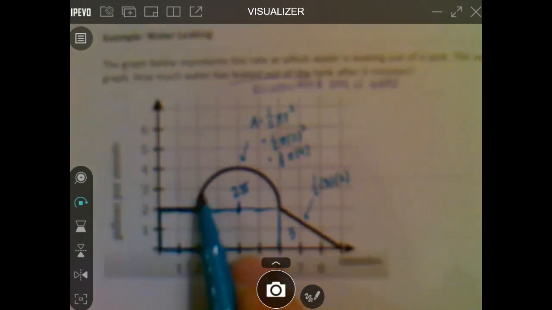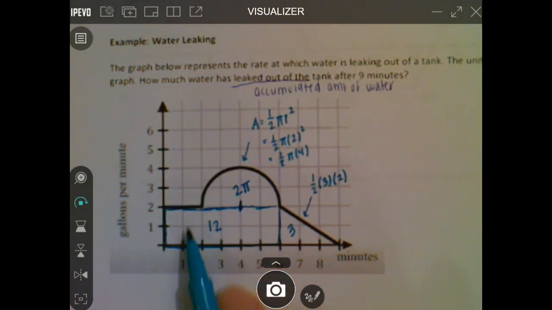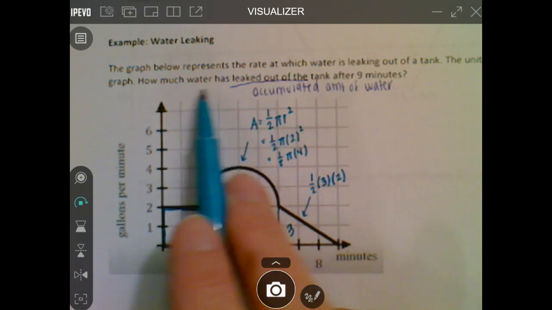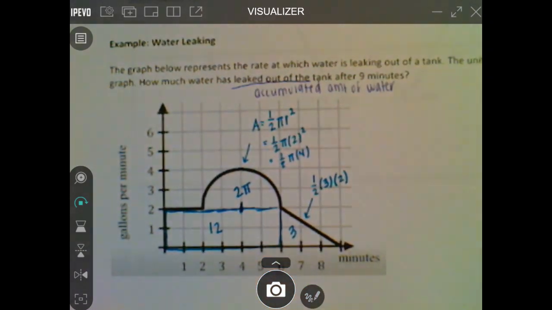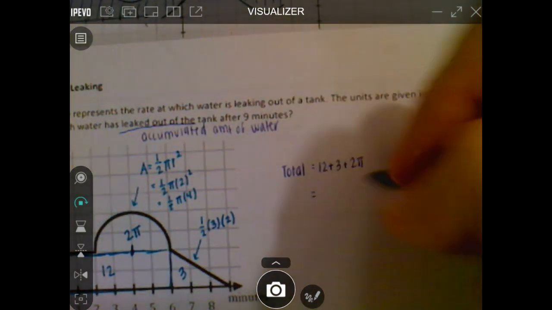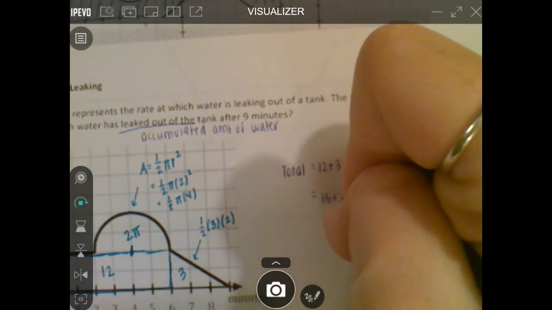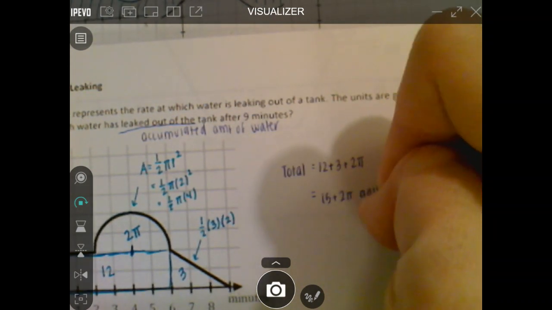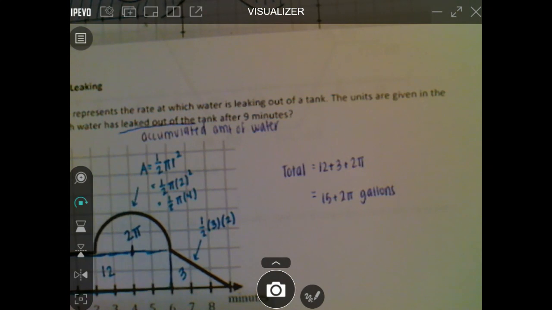So if I were to add all these areas under the curve, that should tell me the total amount of water that's leaked out of the tank after 9 minutes. So my total is going to be all 3 of these areas added up. So 12 plus 3 plus 2 pi, which should give me 15 plus 2 pi. And my units here should be gallons.